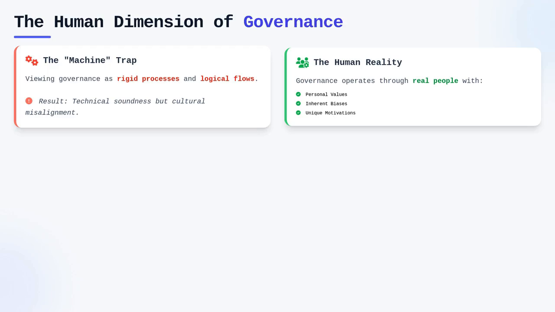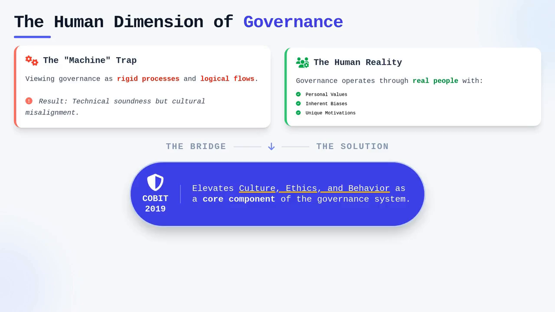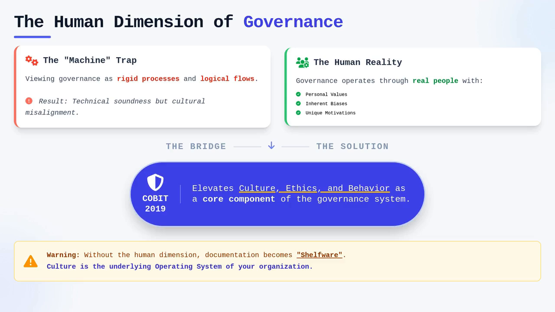If a governance framework is technically sound but culturally misaligned, it will inevitably face resistance that manifests as silent workarounds or overt noncompliance. COBIT 2019 recognizes this by elevating culture, ethics, and behavior to a core component of the governance system. Without addressing this human dimension, even the most meticulous documentation ends up as shelfware, ignored by the very personnel it is intended to guide.